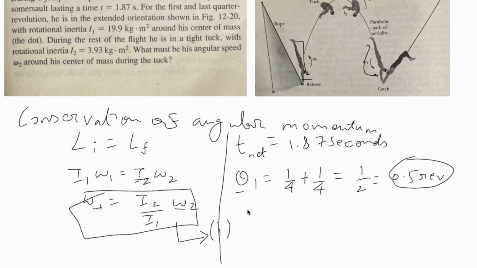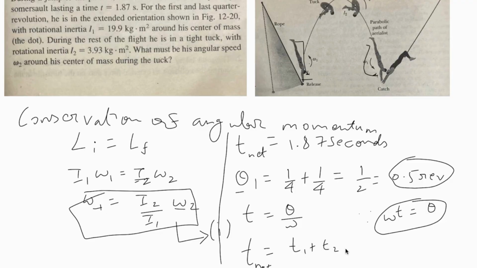Since we know that the time is actually given as theta by omega. In other words, you might have seen this formula somewhere in rotational mechanics, so it is the same formula that we have used here. So what for it now? I have t. I'll represent it as t net. So the net time is actually given as t1 plus t2, which is in fact given as theta 1 by omega 1 plus theta 2 by omega 2, right?